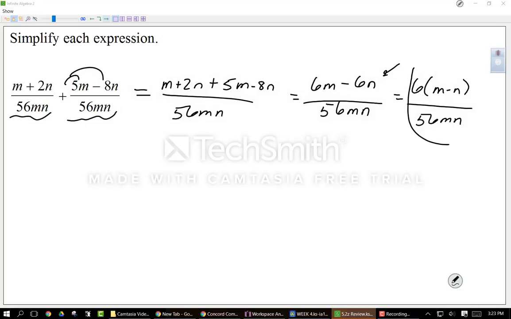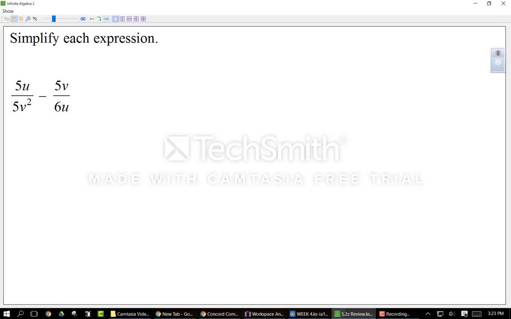Now, the 6 and the 56mn are both monomials. I can simplify those. I can divide them both by 2. So this becomes a 3, this becomes a 28. So my answer is 3 times m minus n over 28mn. Again, pause the video, try it, and then press play.